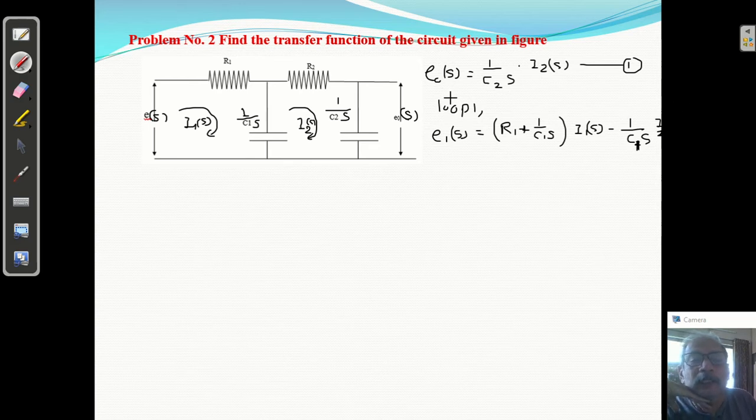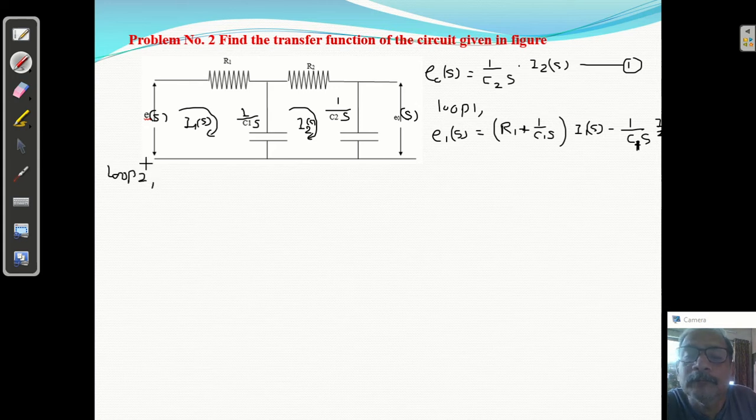Now E out upon E1 you can say, but I1 term is also there, so I don't want this. If you take I2 common, it will be cancelled and you can get the transfer function. So this is equation number 2, loop 1. Now loop 2.